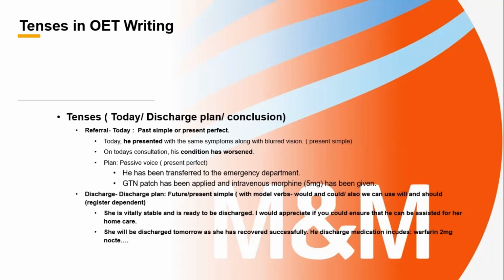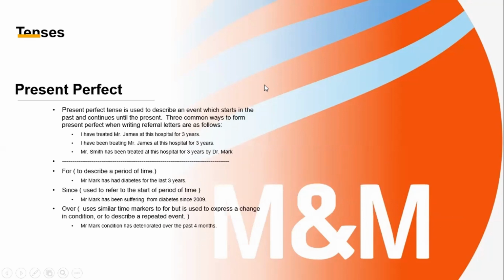I would really appreciate it if you could ensure that he can be assisted with her home care. Maybe separately, I can use therefore over here, and I'm using the modal verb. Then with another example, she will be discharged tomorrow as he has recovered. Not present perfect. His discharge medication includes, you can see present simple tense. So you can see how the transition of tenses can be applied in the letter at different places for your better understanding, right?